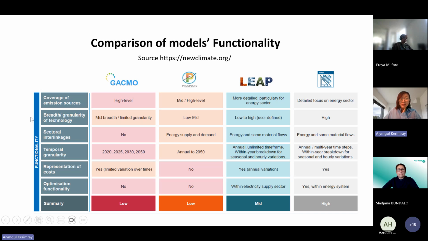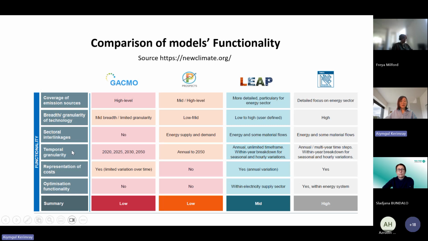This table presents the comparison of different modeling tools in terms of their functionality, and New Climate Institute conducted this comparison of 4 models: GASMO, Prospects, LEAP, and TIMES. In terms of, for example, coverage of emissions, GASMO has a high coverage, Prospects meet high level. LEAP model has a very detailed representation of coverage of emission sources with a particular focus on the energy sector, and TIMES have very high detailed focus on the energy sector.